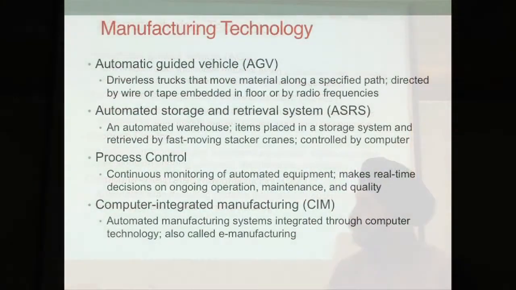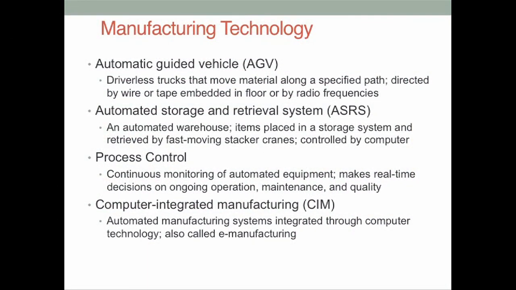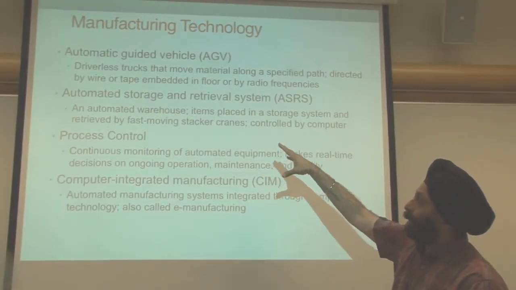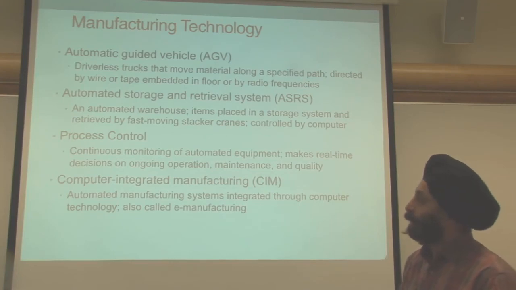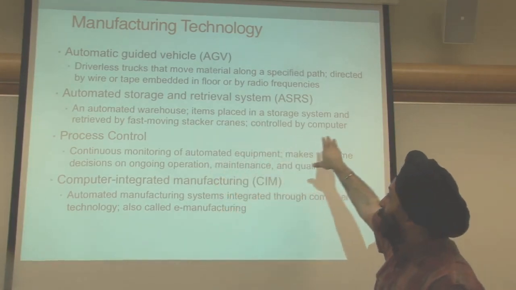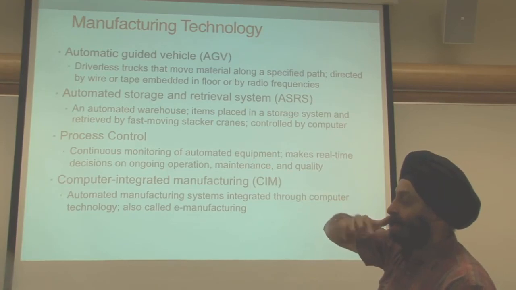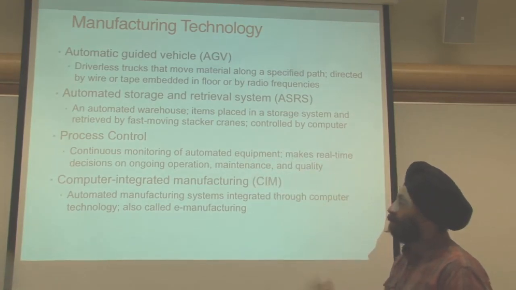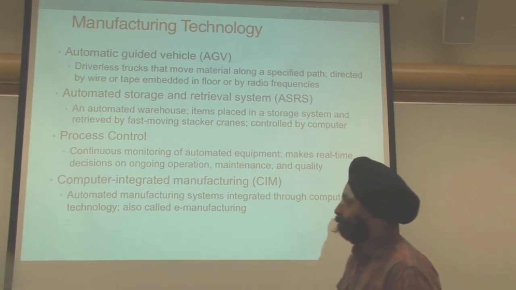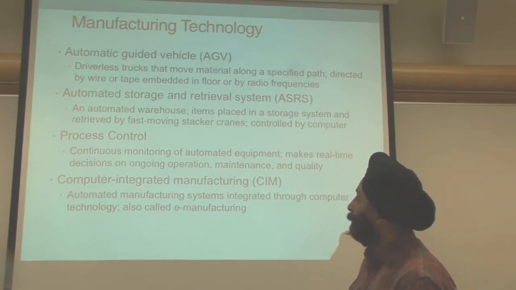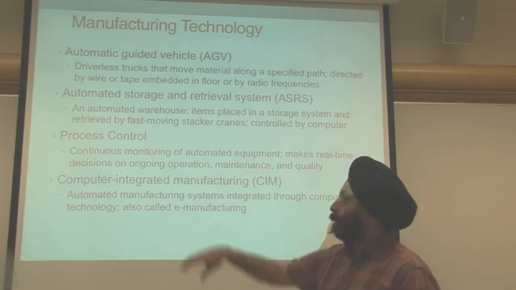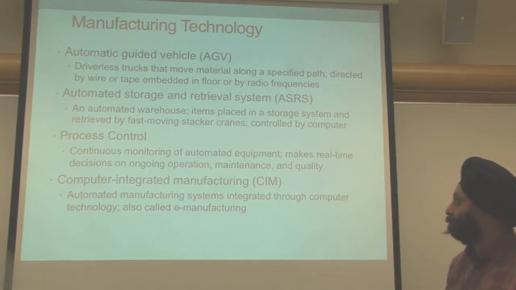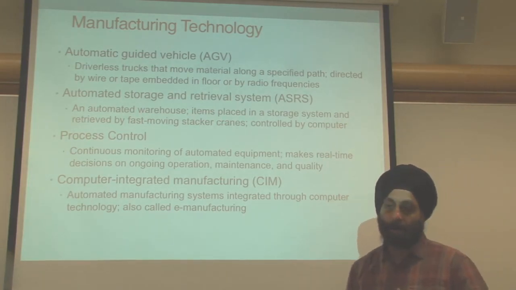Then you have manufacturing technology, automated guided vehicles, driverless trucks that move material along a specific path, directed by wire or tape embedded in the floor or radio frequency, and automated storage and retrieval system, which is an automated warehouse where machines are the ones which actually store the parts and retrieve them, using fast-moving stacker cranes, etc. Everything is controlled by computers. Process control, continuous monitoring of automated equipment, in this case, makes real-time decisions on ongoing operations.